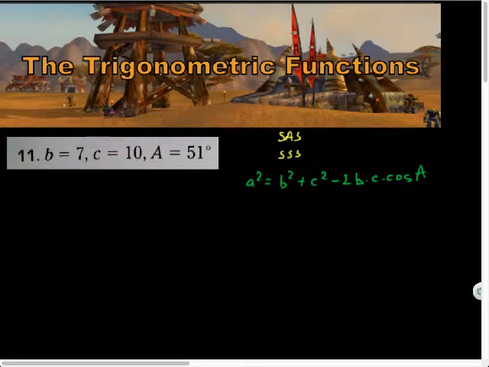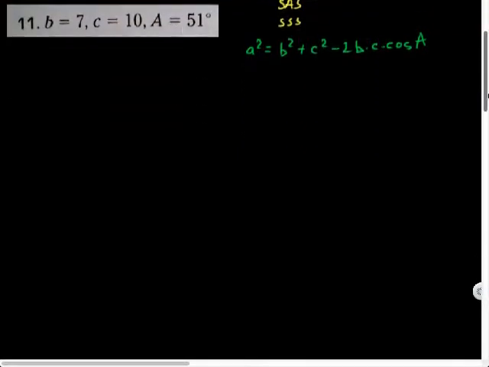So let's take a look at problem 11 here. I've got two sides and their included angle. Let's draw a picture of this. Picture 51 degrees, something like that. So here's angle A. B is 7, C is 10. Angle B is somewhere there, angle C is somewhere here. There's my picture.